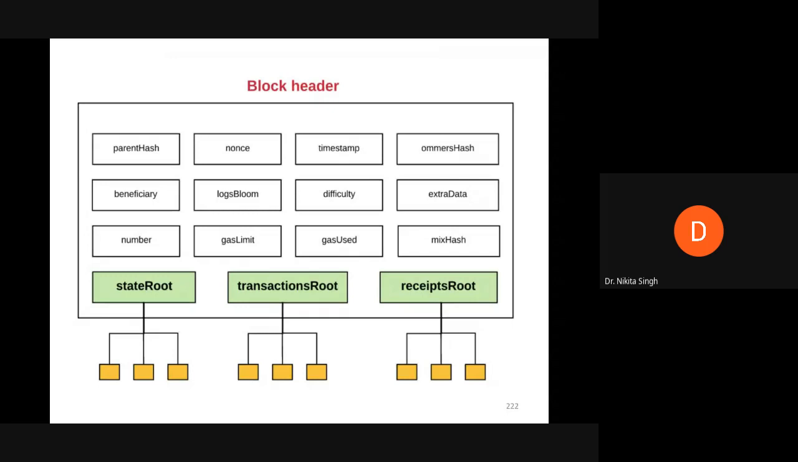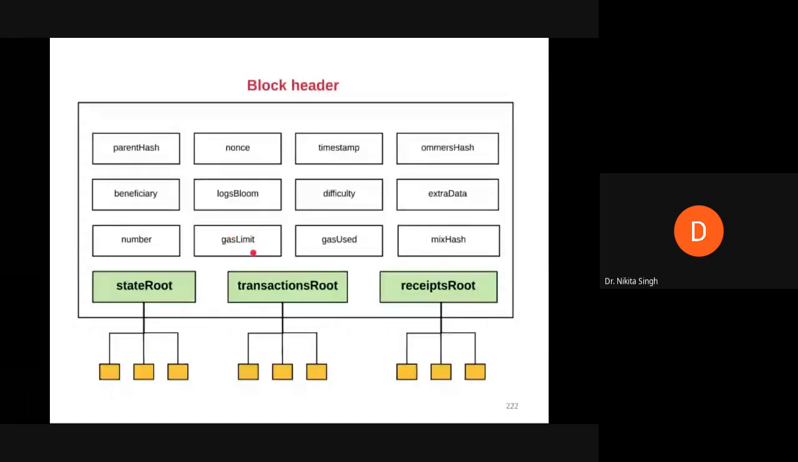Then we know that we have three fields here: the state root, the storage root, and the transaction root. The state root is the root node of the state trie. Then we have the transaction root, which stores the list of all the transactions. And then we have the storage root, which consists of all the data that is stored on your blockchain. Then we know what difficulty is. Number is the count of the current block. We know what gas limit is. Gas limit is set by the network.